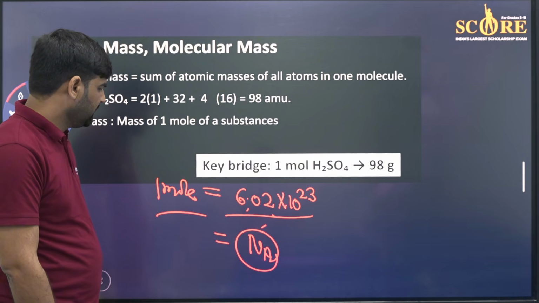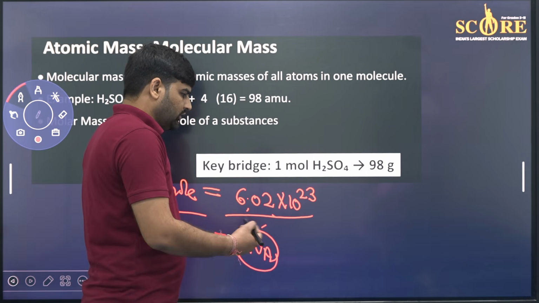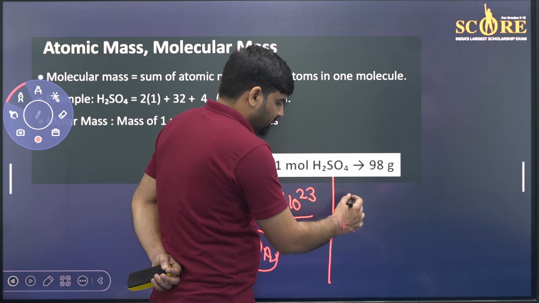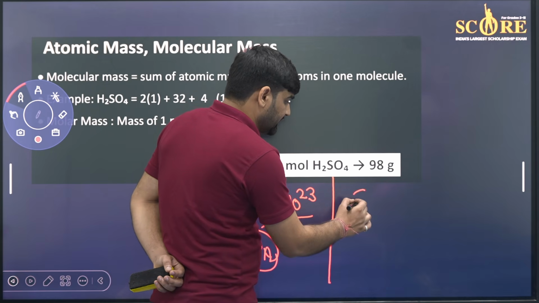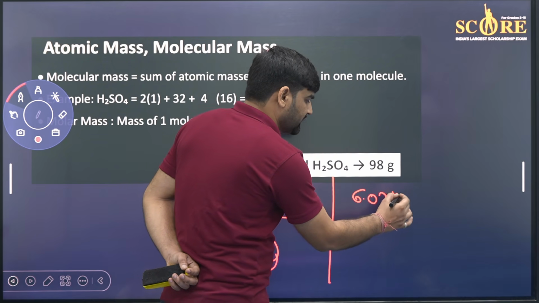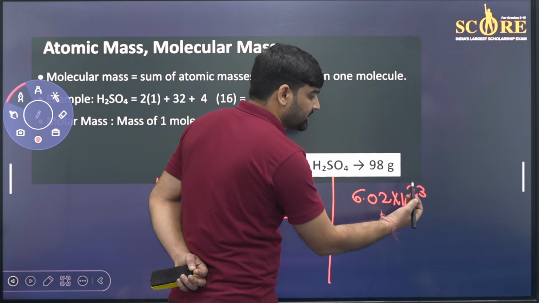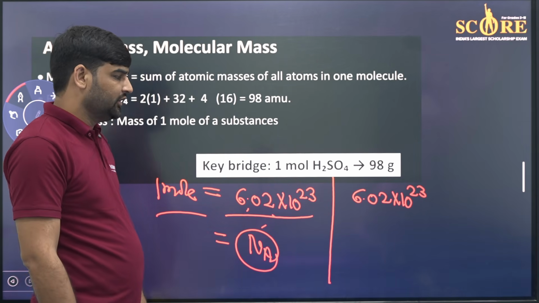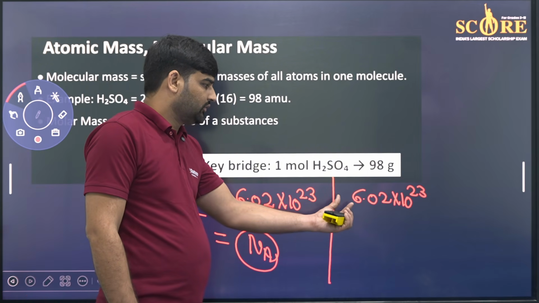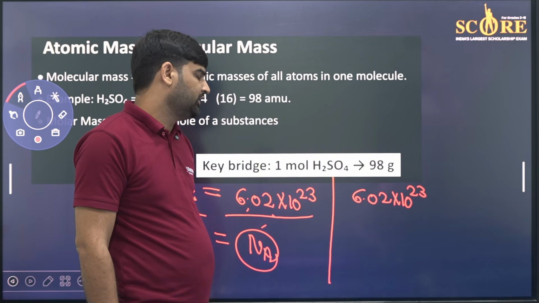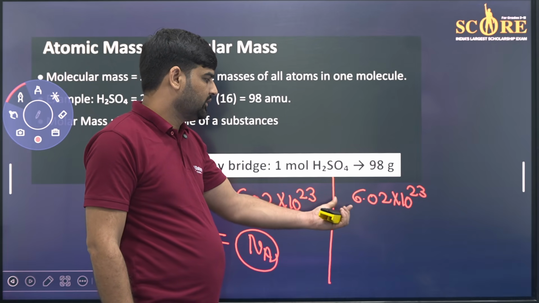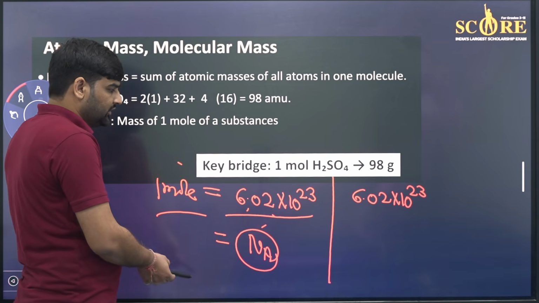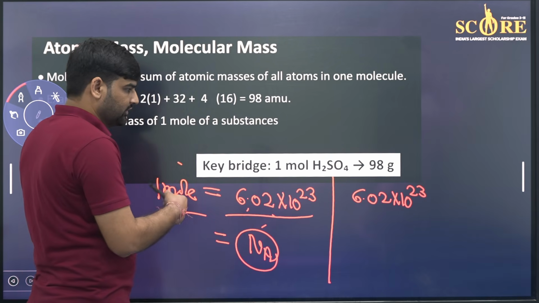Now we talk about some examples. For example, if you have 6.02 multiplied by 10 raised to power 23 markers, then you can say you have 1 mole of markers. If you have this number of electrons, then you can say 1 mole of electrons. It means these numbers represent 1 mole.